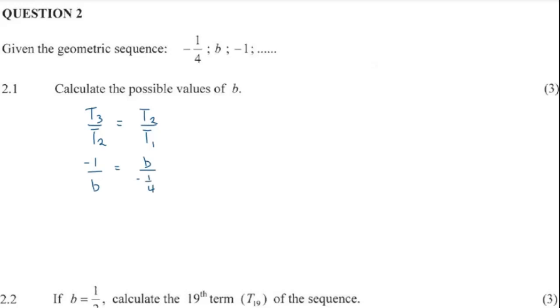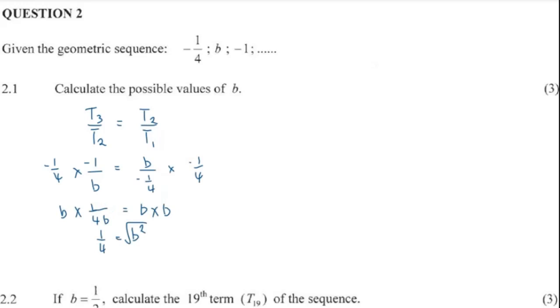Okay, so let's just cross multiply both sides. If I cross multiply both sides by negative 1 over 4, what it means is that I have 1 over 4 by b being equal to... oh sorry, b is in the denominator. Okay, so negative 1 over 4b. Now if I cross multiply the b again, that means 1 over 4 becomes equal to b squared.